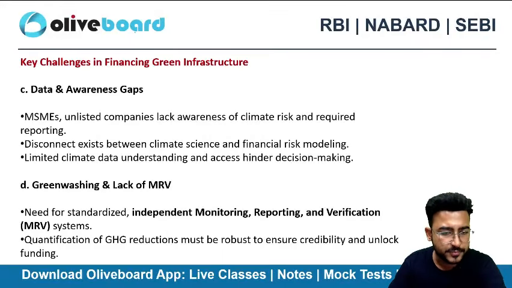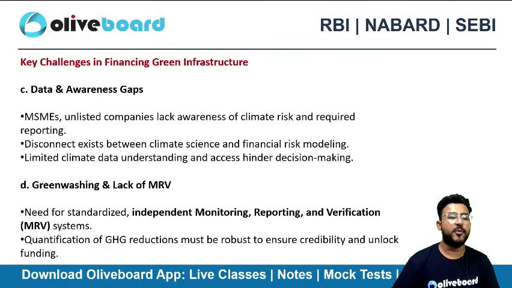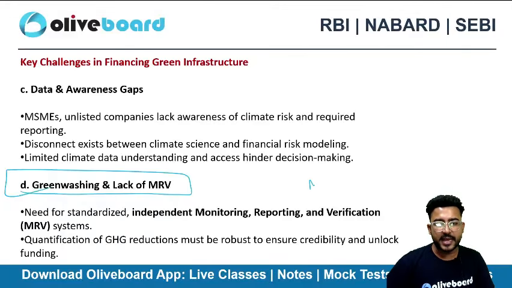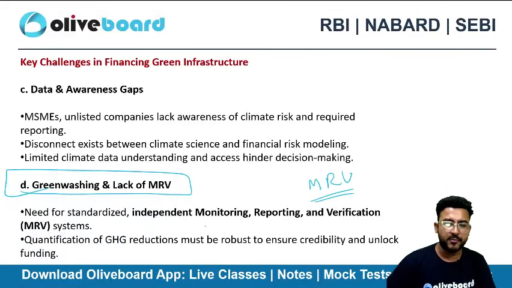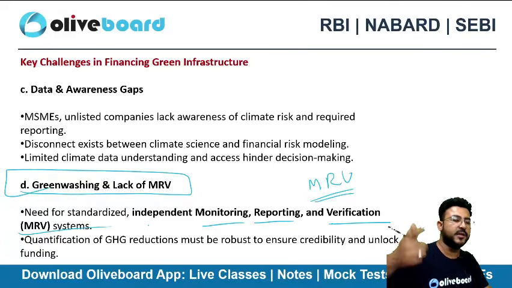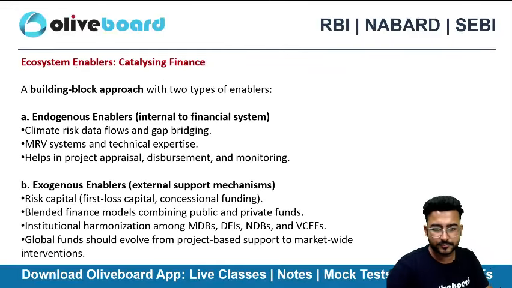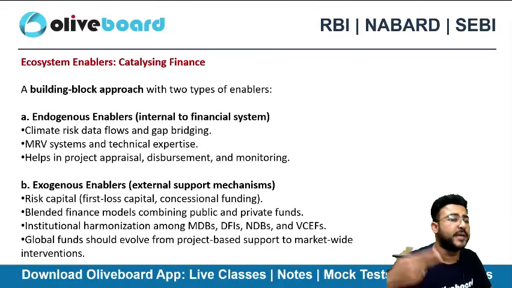Apart from this number, you need to know about greenwashing and lack of MRV. He told that there is a lack of MRV. Now what is MRV? Monitoring, reporting, verification system. An independent monitoring, reporting and verification system, that you can remember. Achha, there are two types of approaches.